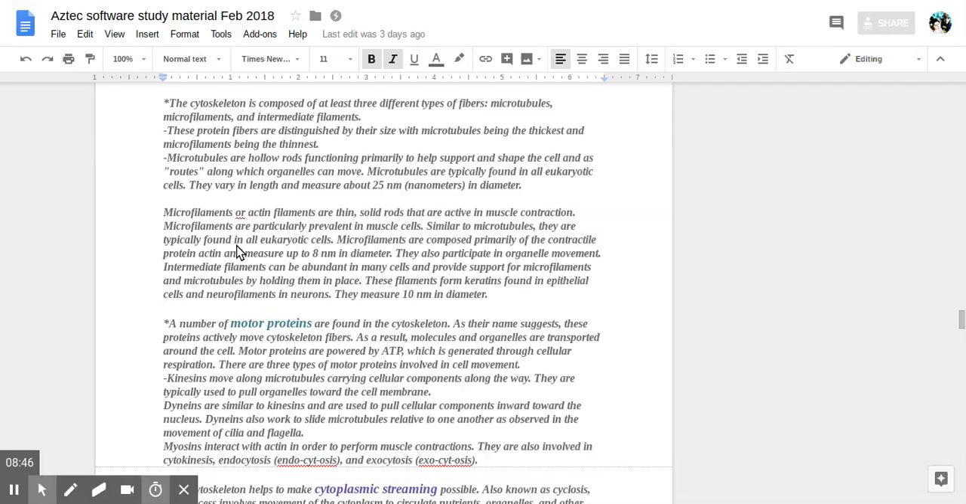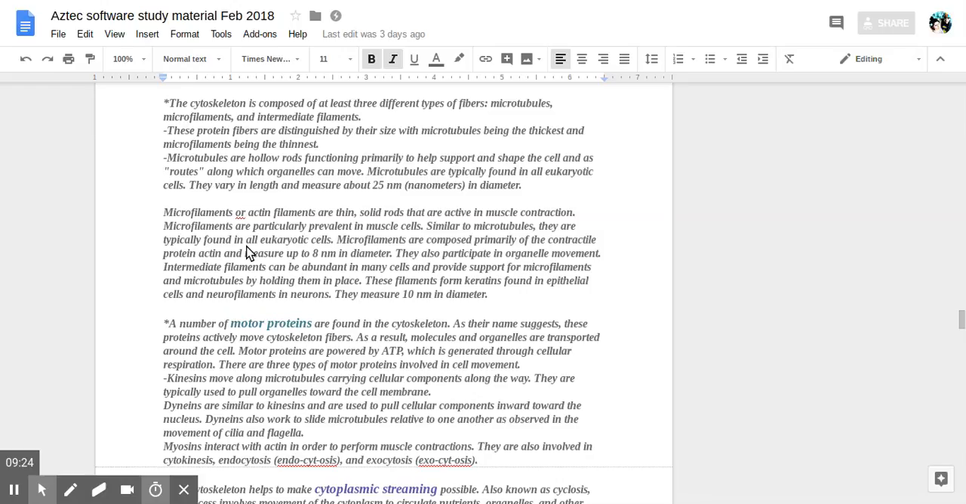Microfilaments, or actin filaments, are thin, solid rods, active in muscular contraction usually. Microfilaments are particularly prevalent in muscle cells. Similar to microtubules, they are typically found in all eukaryote cells. Microfilaments are composed primarily of the contractile protein actin, measuring about 8 nanometers in diameter. They participate in organelle movement. They are abundant in many cells and provide support for microfilaments and microtubules by holding them in place.